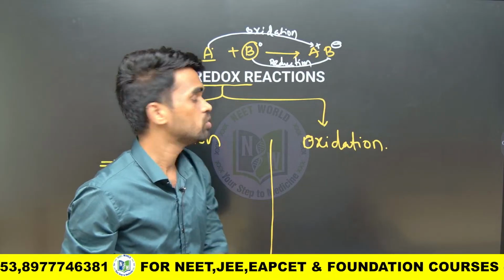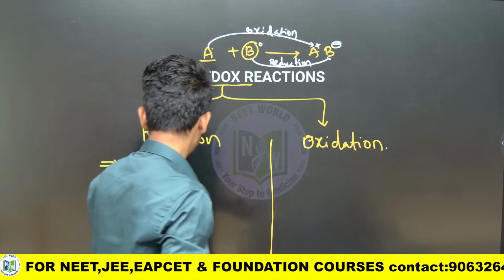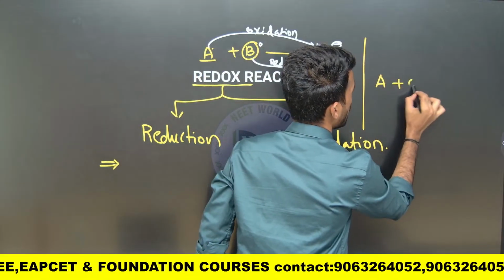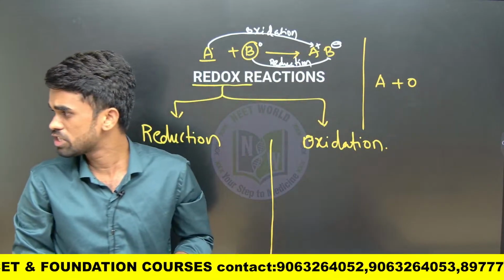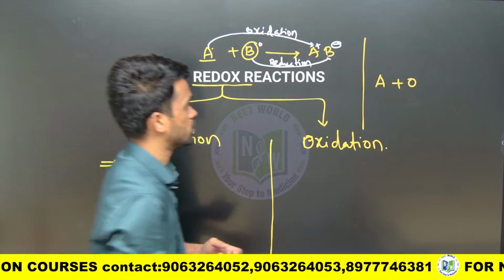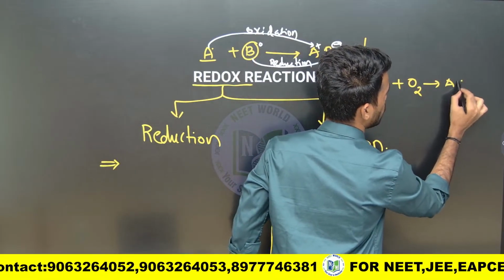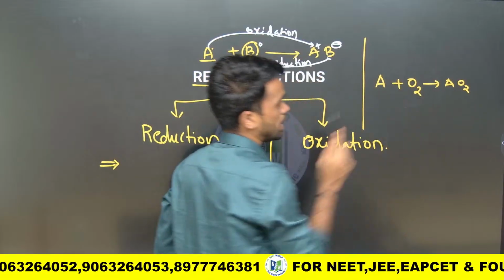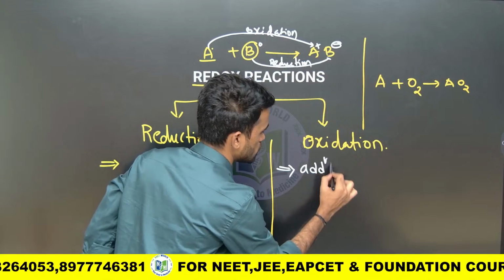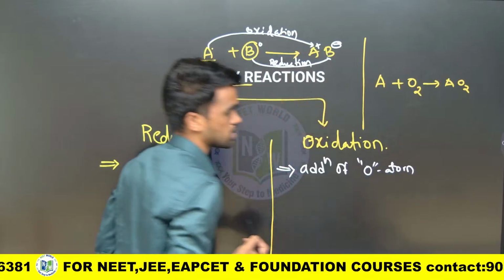Now I can explain the same concept in other terms also. For example, for element A I am adding oxygen. Addition of oxygen is called oxidation. To this element I am adding oxygen atoms, so it becomes, let us say, AO2. This process of addition of oxygen is called oxidation.